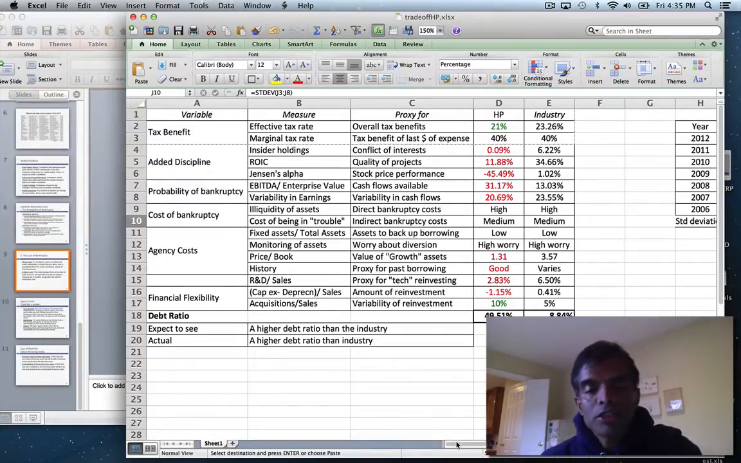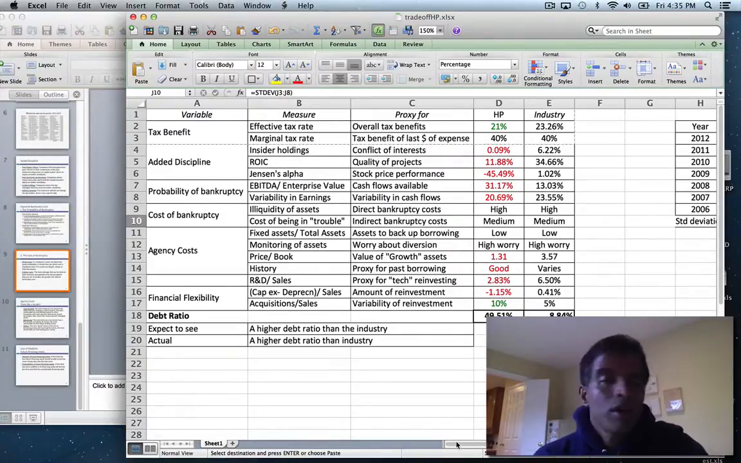So that would suggest, on both variables, that the probability of going bankrupt is lower for HP than the typical computer peripheral company. As for cost of bankruptcy, I'm going to use fuzzy measures. I don't see how you can break down HP's assets and sell them off in pieces. I would assume that these are fairly liquid assets that are difficult to separate out. I would also assume that the cost of being in trouble is somewhere in the middle.